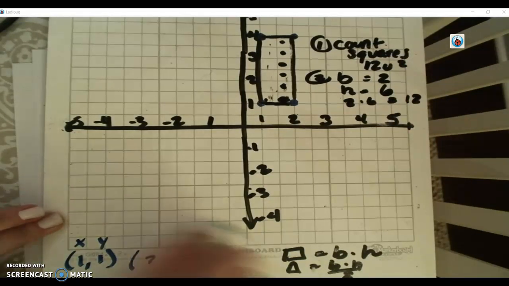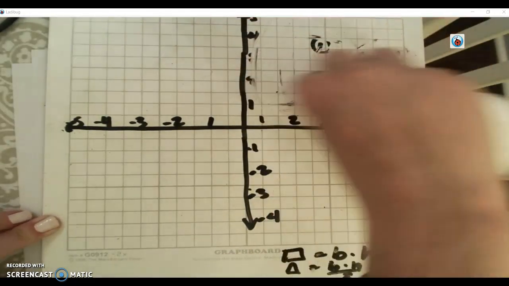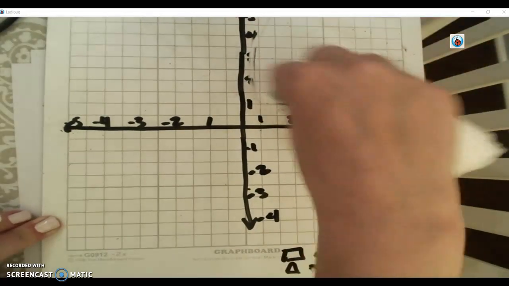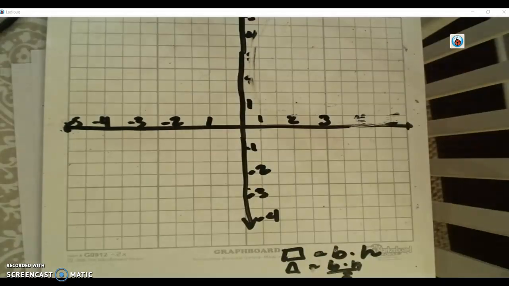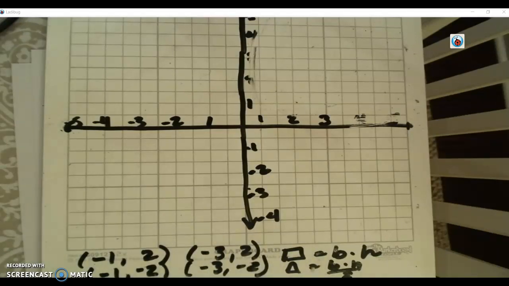Let's try another one. All right, I accidentally erased my numbers, but that's okay. Let's do -1, 2, -3, 2, and let's do -1, -2, and -3, -2. So these are my points, and I'm going to plot them first.